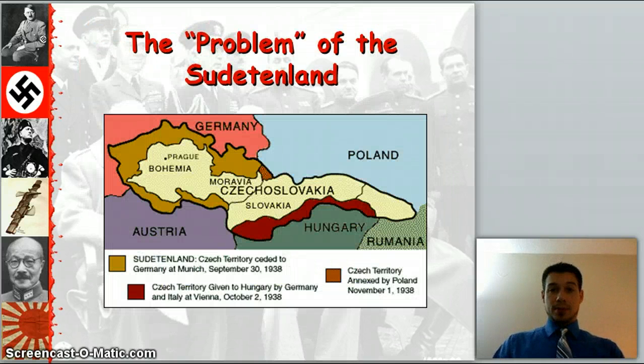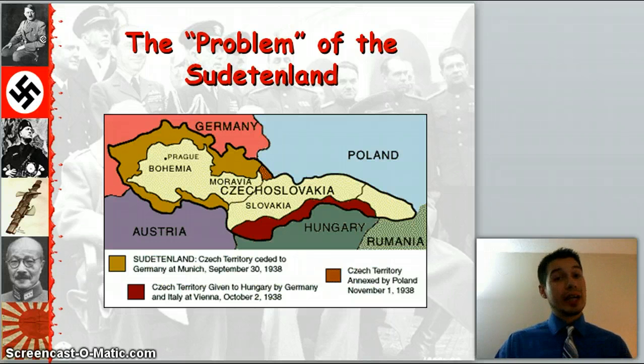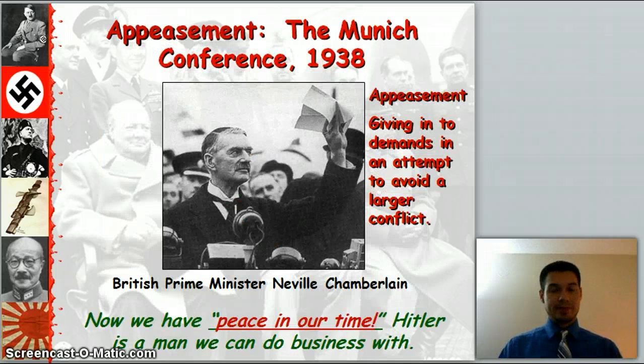Now, we have a problem with the Sudetenland. The Sudetenland is a land in Czechoslovakia where there are a lot of Germanic people. And Hitler believes in Anschluss, okay? Meaning that all of these Germanic people need to reunite, including Austria, including the Sudetenland. So Hitler goes and takes his army and takes it.